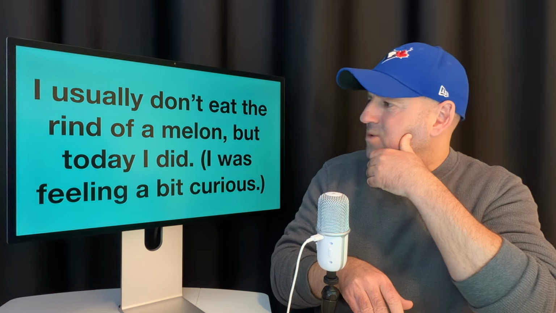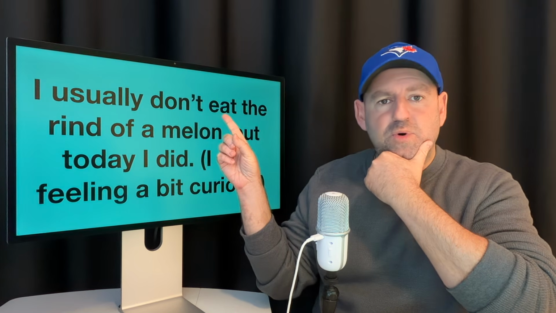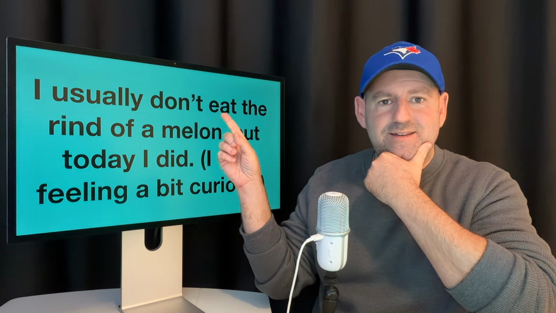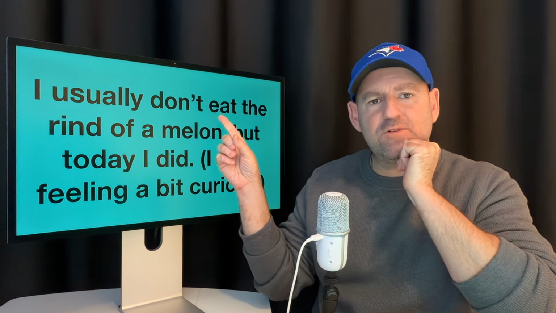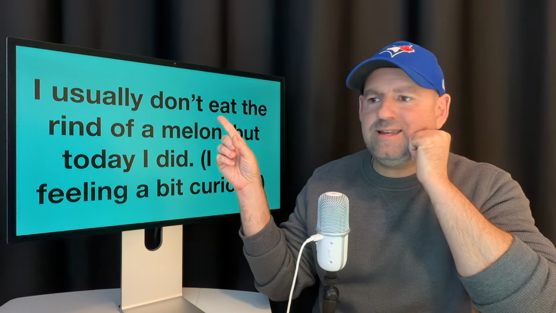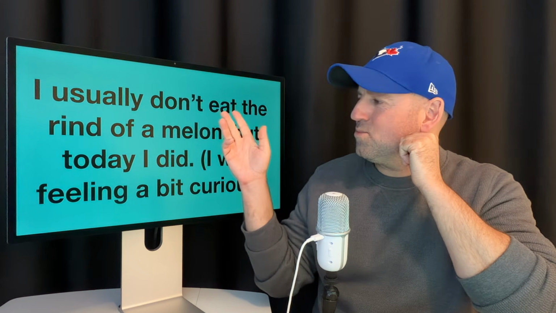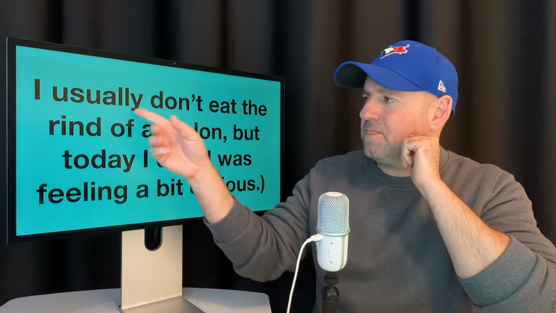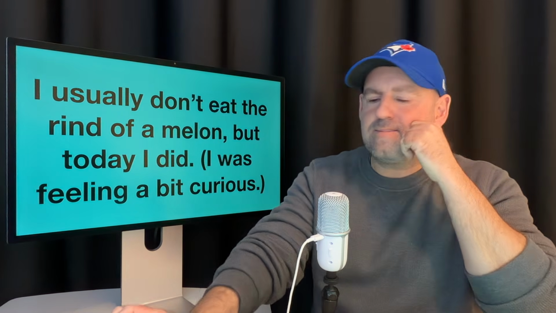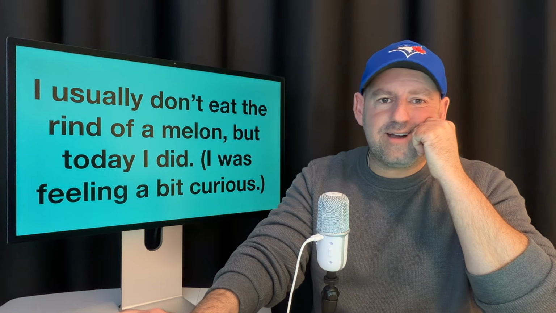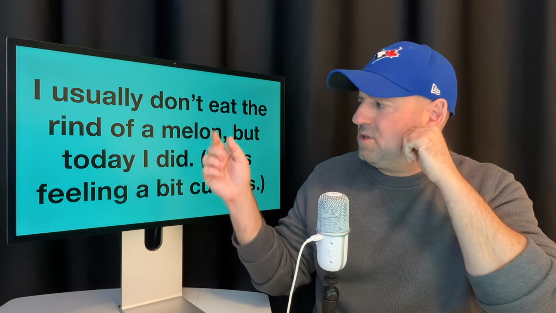I mean, look at this, right? I usually don't eat the rind of a melon. Okay, here we have the word eat. That's just a simple present verb, right? I eat. I go to the gym. I work every day. I read books. We use this simple present tense for things that we do normally, routinely, right? I go to work every day. I eat breakfast every day, right?